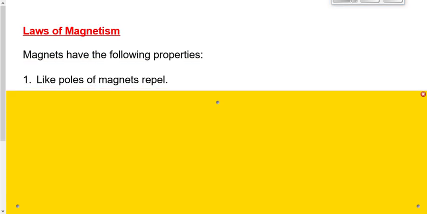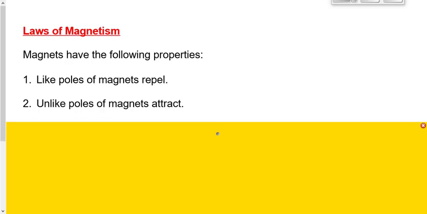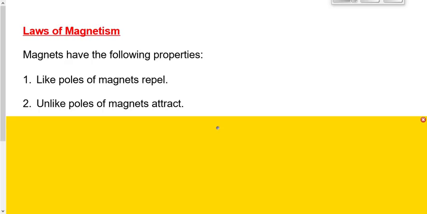It doesn't really matter what order you list them in, but that's the first one that we listed with electricity, so that's the first one that we'll list with magnetism. Like poles repel each other. The second law of electricity: opposite charges attract, so opposite poles are going to attract, or unlike poles are going to attract each other.